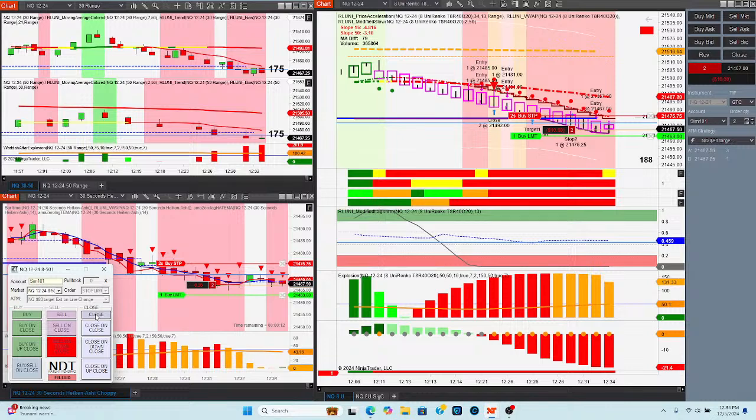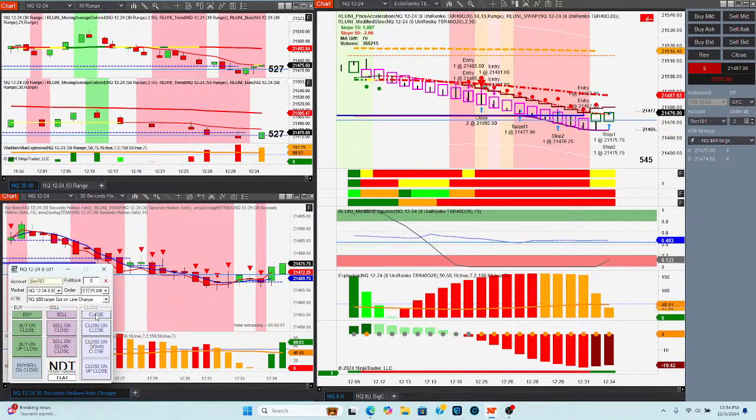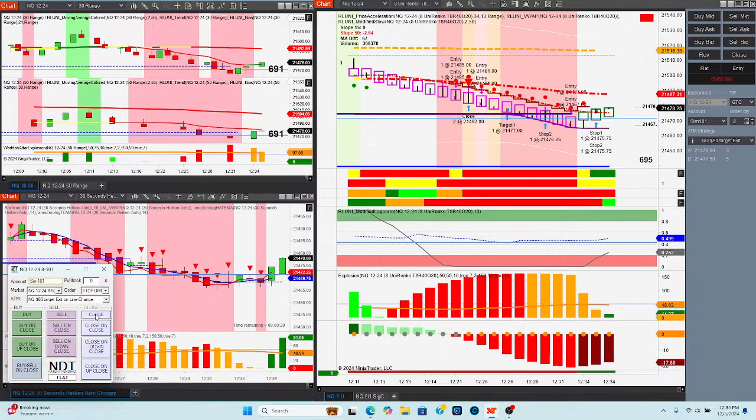Okay, am I back in profit? Yeah, a little bit. If you're a little squeamish, just take it out with either a little bit of loss or $5 profit. No, look at that big candle. No. Stop filled.